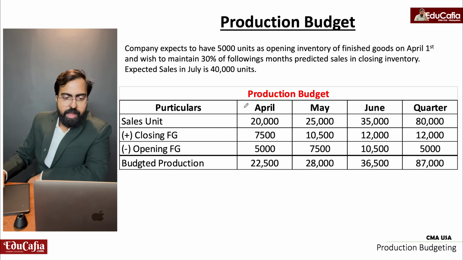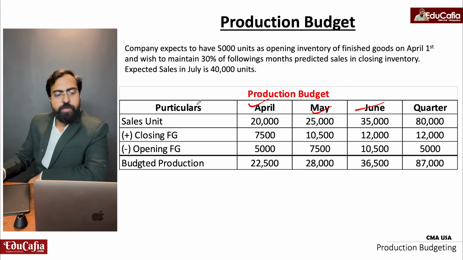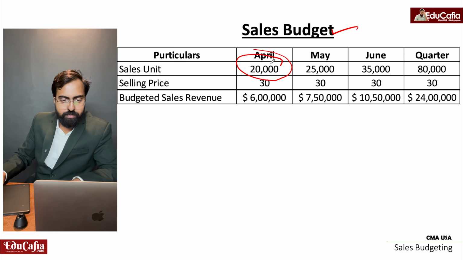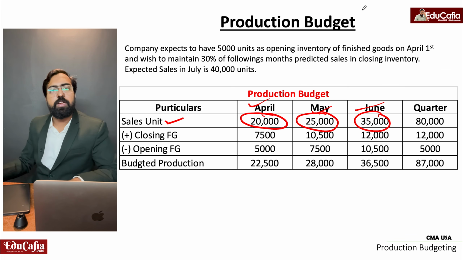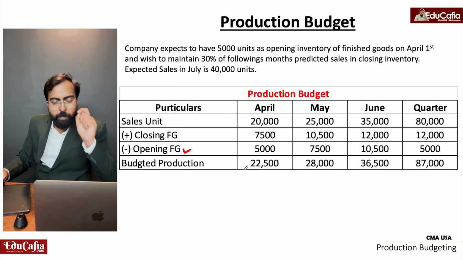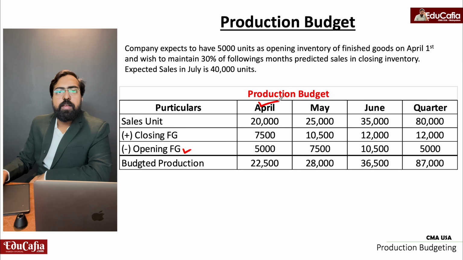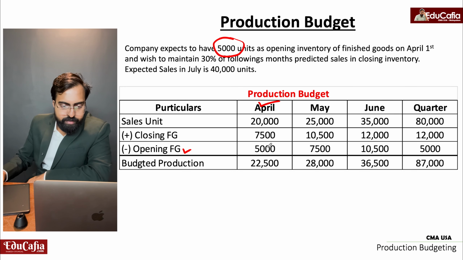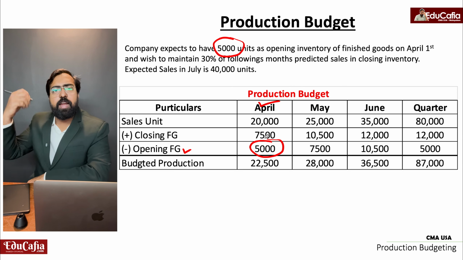So April, May, June: what sales are required? They are going to do sales of 20,000, 25,000, 35,000. From where did we get this? From the sales budget. Then what is my opening FG? Is there any opening FG in April? Yes, in my store 5,000 pieces are already there, so I can consider 5,000.